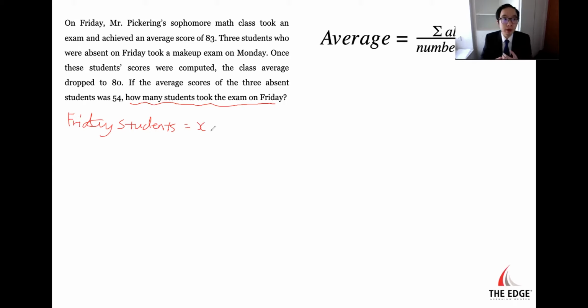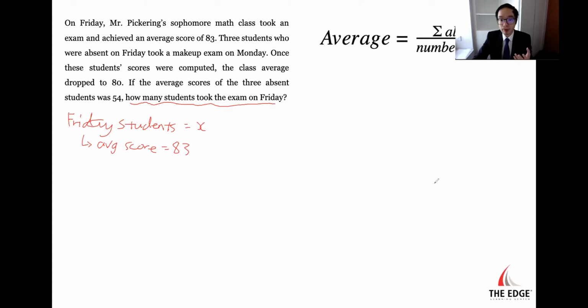What else do we know about these Friday students? We know they took an exam. They achieved an average score of 83, so their average score was 83. What else do we know about these Friday students, even if we don't look at this question? If we use the average formula, we can actually derive the total score. We have the average score, which is 83. We have the number of students; even though we don't know the exact number, we're letting it equal this unknown variable x.